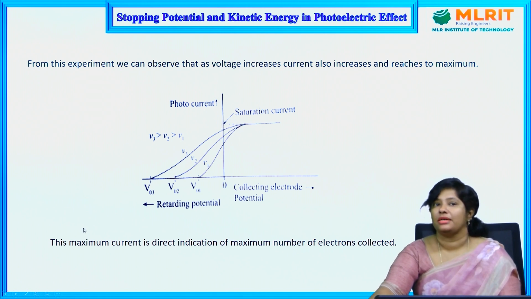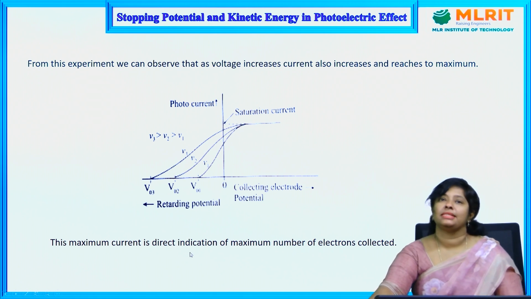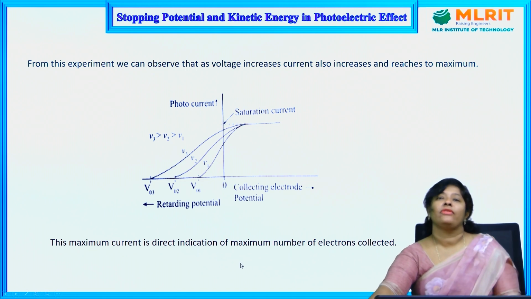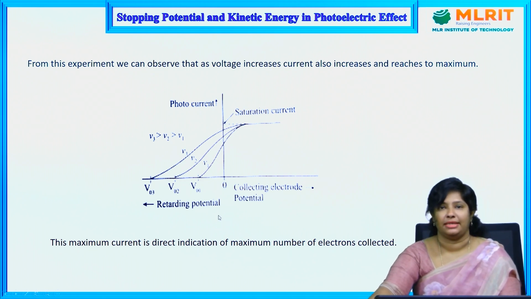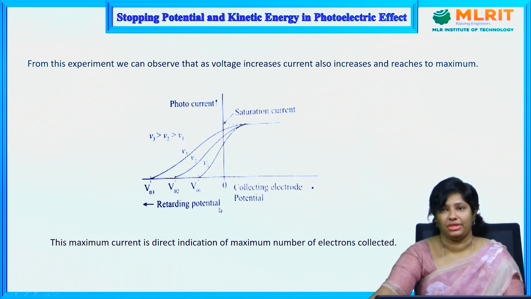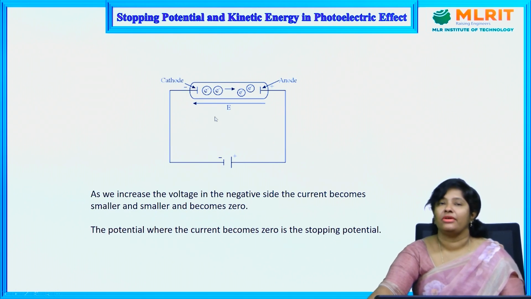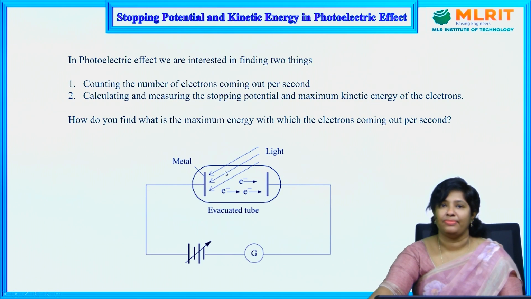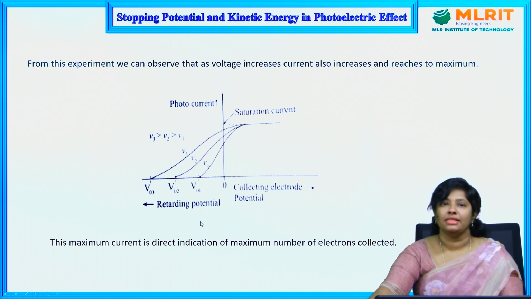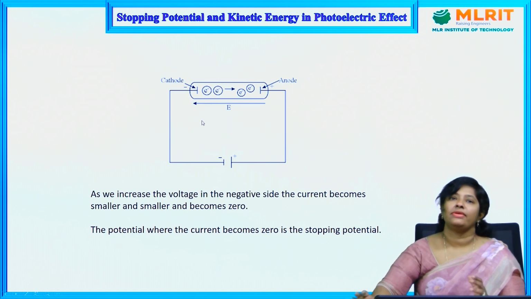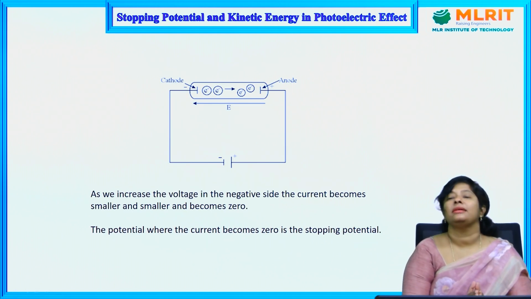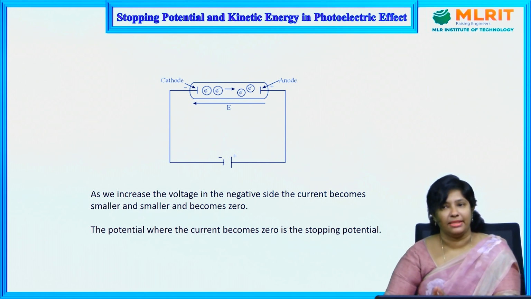Now, this maximum current is a direct indication of the maximum number of electrons collected. But here our interest is to study the stopping potential and kinetic energy in the photoelectric effect. For that, to study the stopping potential, let us flip the terminals of this voltage source. Then what happens? Then whatever electrons are emitted by the emitter will not be collected by the collector.